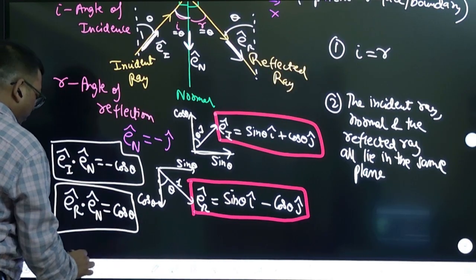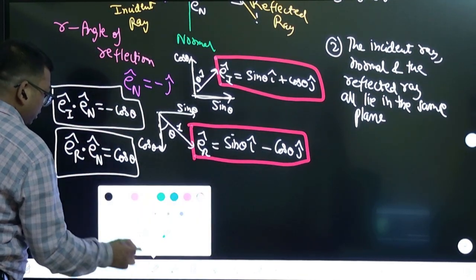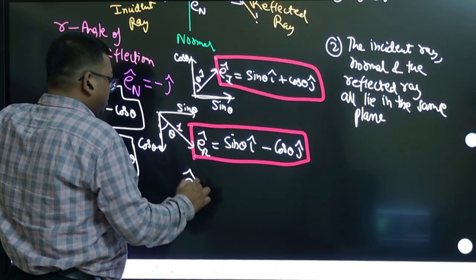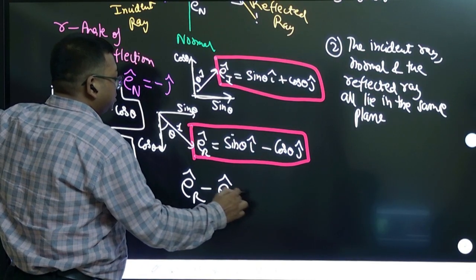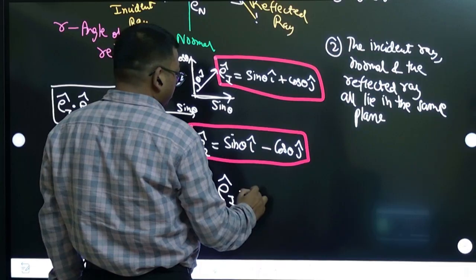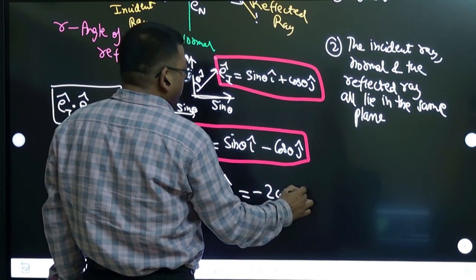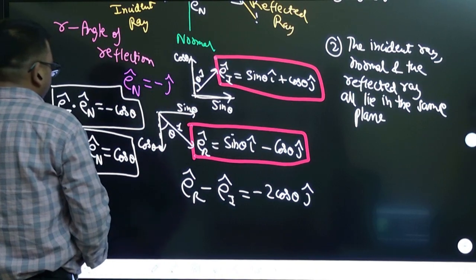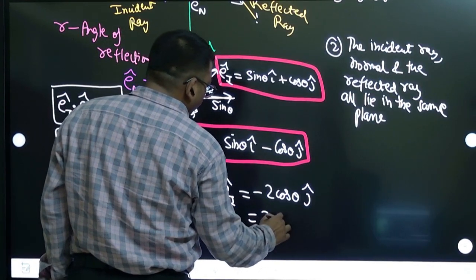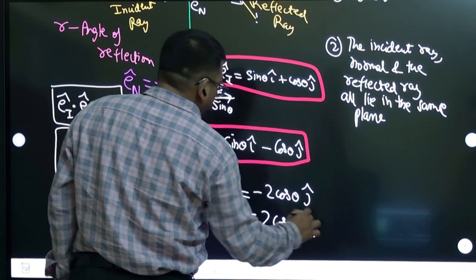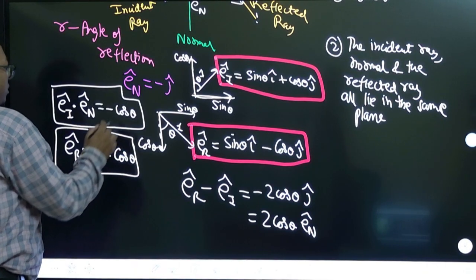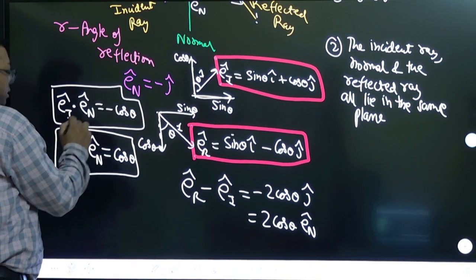Now we want to find relation between EI, ER and EN. So let us do this. Let us subtract ER minus EI. When you subtract, sin will get cancelled. This minus cos and minus cos will become minus 2 cos theta j cap. Now note that minus j cap I can write as En cap. So this becomes 2 cos theta En cap. Okay. And this cos theta I can write as minus EI dot En.